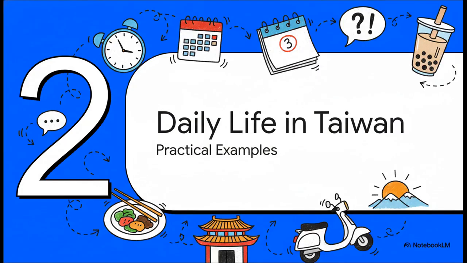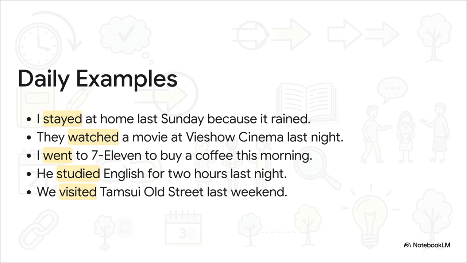All right, enough with the theory and the rules. Let's make this real. Let's see how this stuff actually works in real life with some examples you might actually use every single day here in Taiwan. Here we go. I stayed at home last Sunday because it rained. That's a regular one. They watched a movie at Vieshow Cinema last night. Another regular. I went to 7-Eleven to buy a coffee this morning. There's an irregular one.